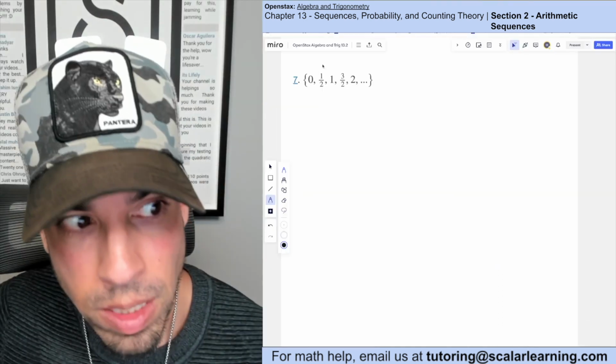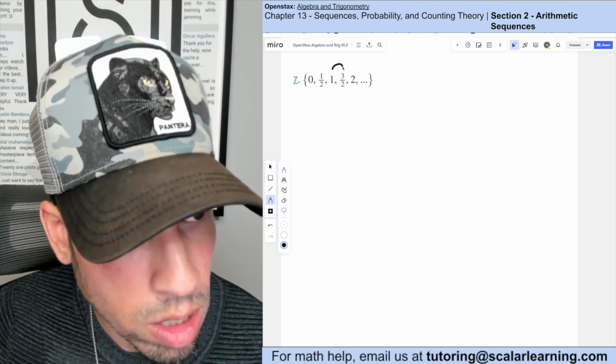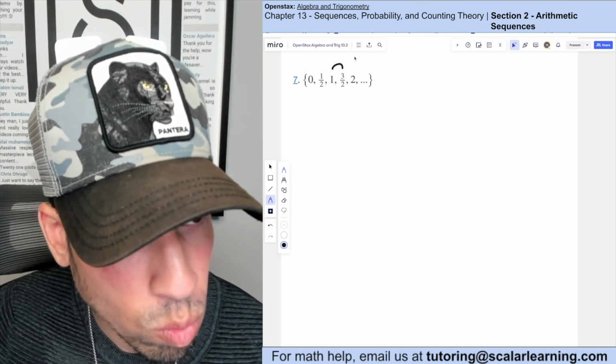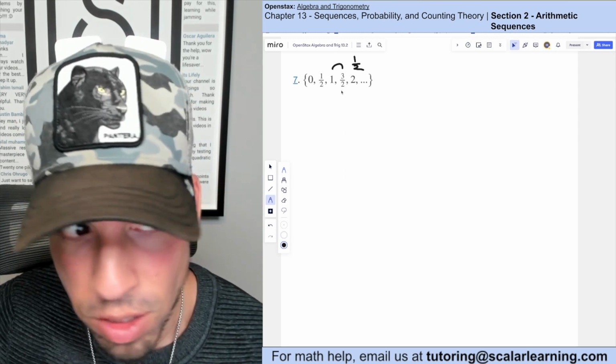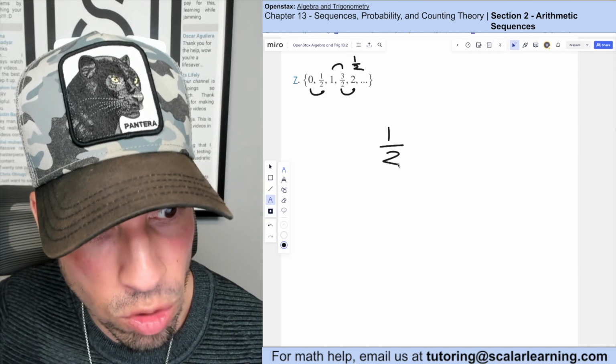Done. Here we're meant to find the common difference, and you can look at any two consecutive terms. I could look at 1 and 3 halves, and that's going up by 1 half. That's the common difference, but it'll be consistent here as well. That's adding a half, that's adding a half, as it should be. So the common difference is 1 half.